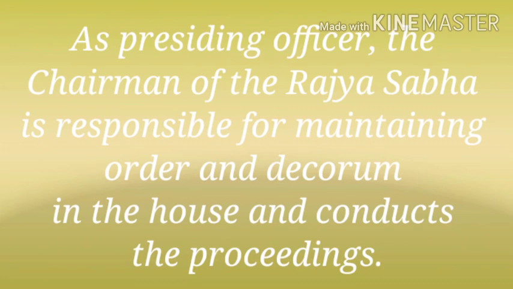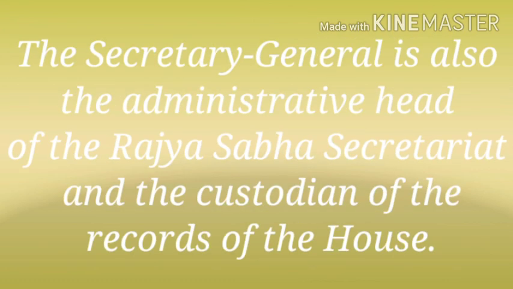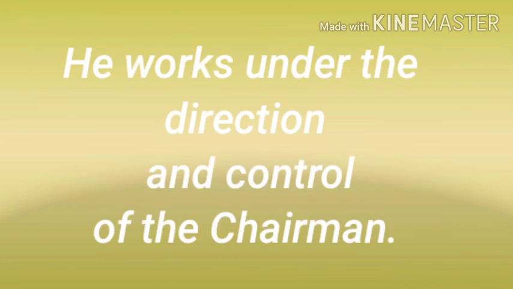As presiding officer, the chairman of the Rajya Sabha is responsible for maintaining order and decorum in the House and conducts the proceedings in accordance with the rules. The Secretary General is appointed by the chairman and holds rank equivalent to the highest civil servant of the Union. The Secretary General is also the administrative head of the Rajya Sabha Secretariat and the custodian of the records of the House. He works under the direction and control of the chairman.